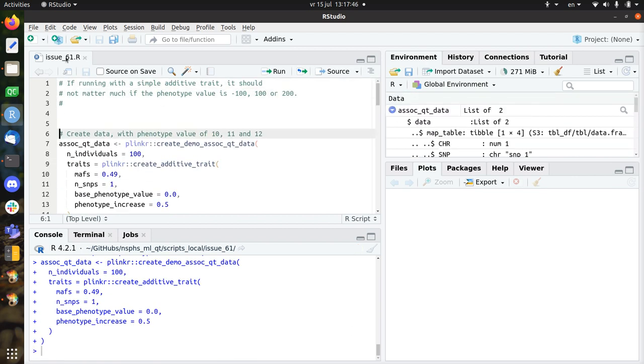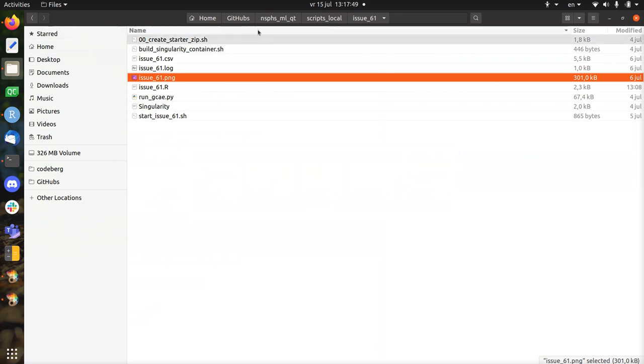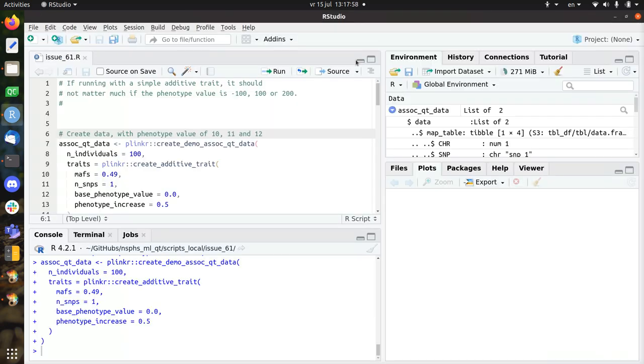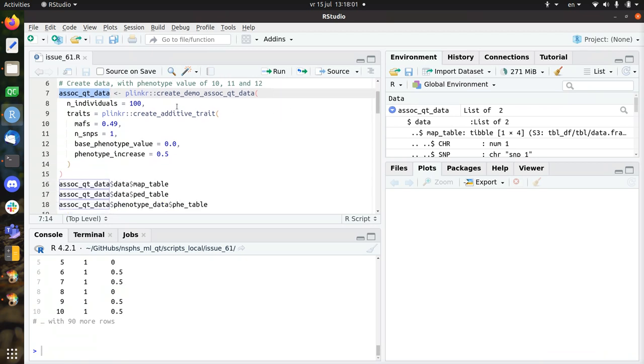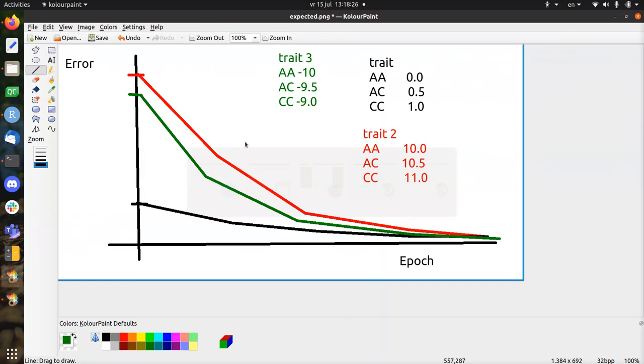It's in issue 61. You can find this in the Norton Sweep published study machine learning QT GitHub folder, script local folder, issue 61. Here I simulate some data of 100 individuals. You can use more, it gives you the same results, with a minor allele frequency of 0.49, so all the variants are present a lot, with one SNP for an additive trait. The base phenotypic value is 0, and the increase by being heterozygous or having the minor allele twice is 0.5, exactly as I showed in these pictures.